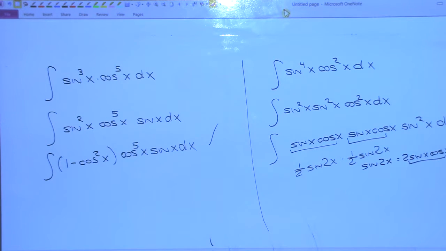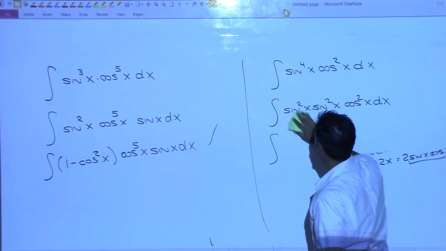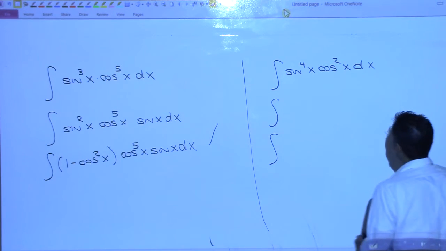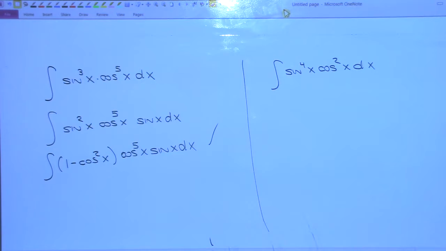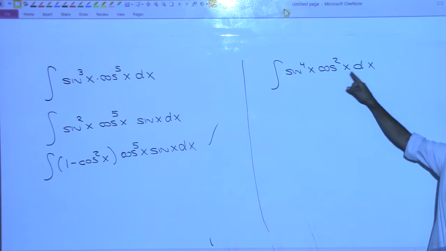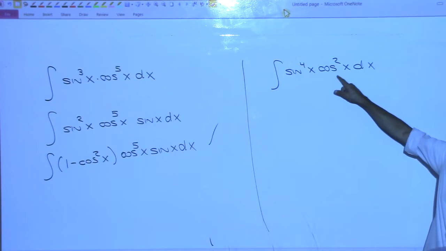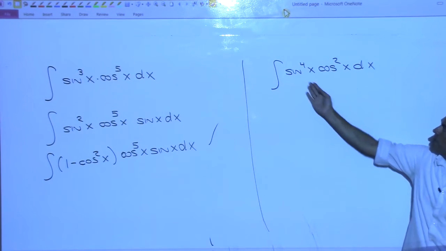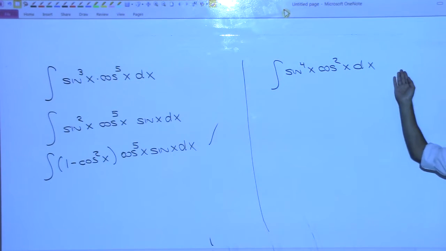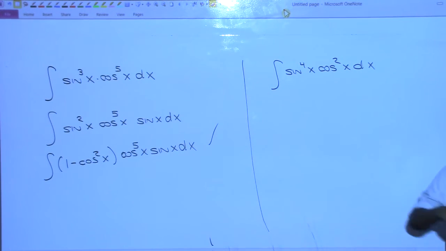I'm going to try something different though. We're going to run out of time. We can't peel a single cosine off, or sine. Let's say we peel a cosine off. Then we're going to have cosine to the first power, and we don't have a way of converting that to a sine. What if we peel a sine off? We're going to have sine cubed, and we don't have a way of converting that to cosine.